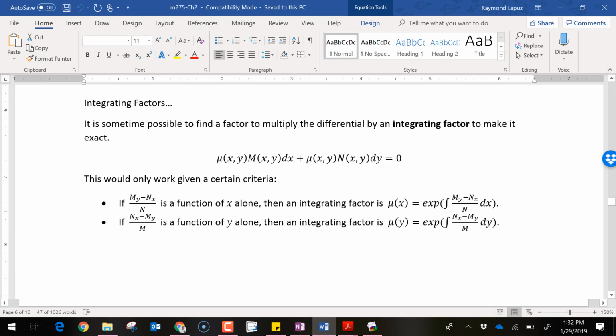Because if they are not exactly exact, if they're close to being exact, like if you take those derivatives and it's just a function of one variable, like in our case, a function of t, one of them is negative 2t and the other one is 1/2 t, so they're close, but not quite exact. To make them exact, you can multiply by an integrating factor, and the integrating factor is e to the integral of (My minus Nx) divided by M dx, or the other one.